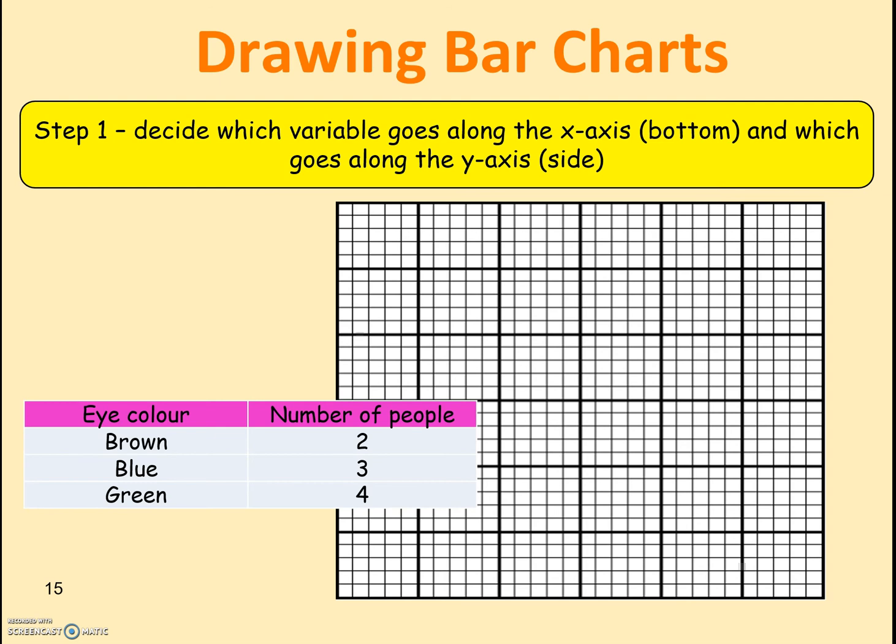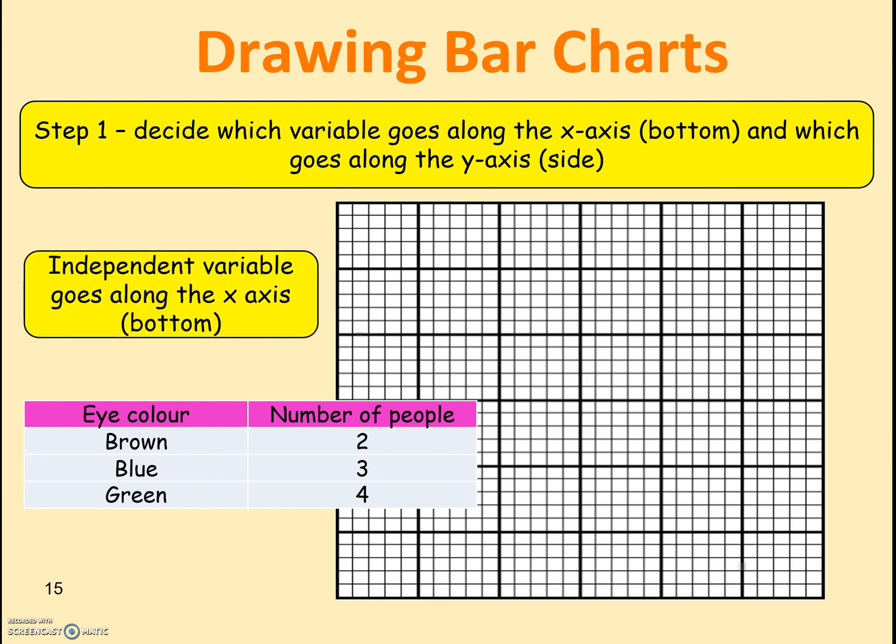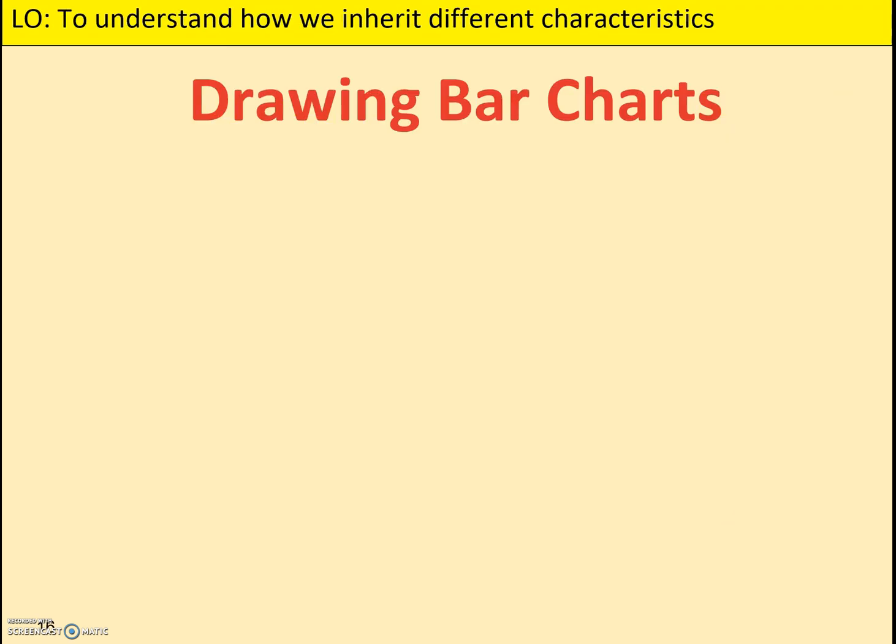So step 1 is to decide which variable goes along the x-axis, which is the bottom, and which goes along the y-axis, which is the side. Your independent variable goes along the x-axis, which is the bottom. Your independent variable is one of the factors that the experimenter can control. The dependent variable changes in response to the independent variable.